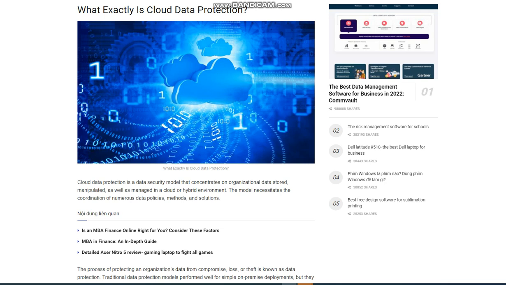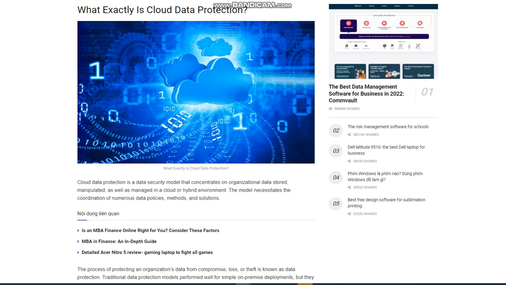Cloud data protection is a data security model that concentrates on organizational data stored, manipulated, and managed in a cloud or hybrid environment. The model necessitates the coordination of numerous data policies, methods, and solutions.